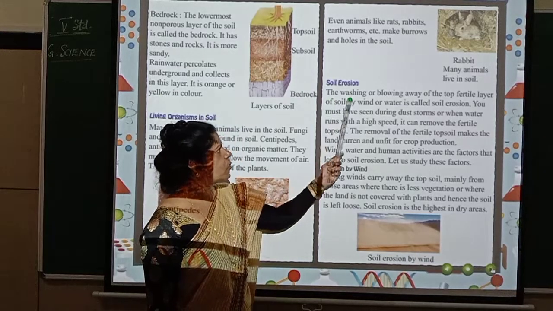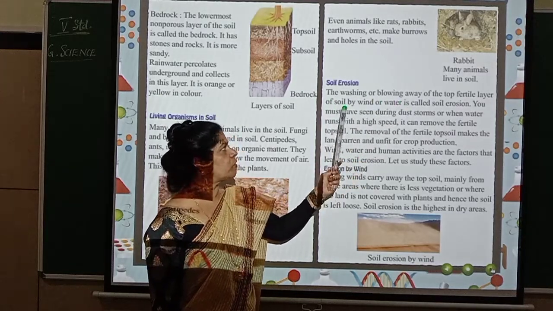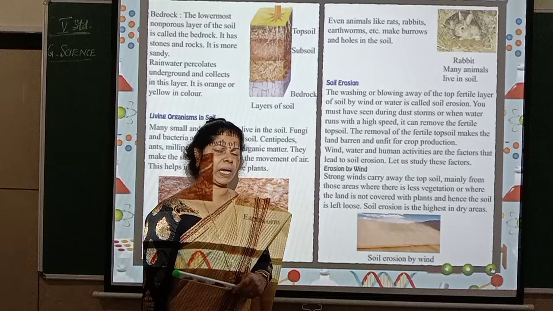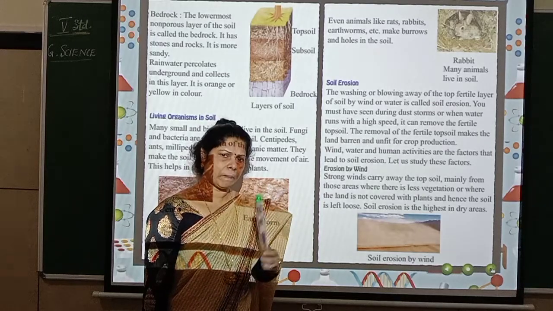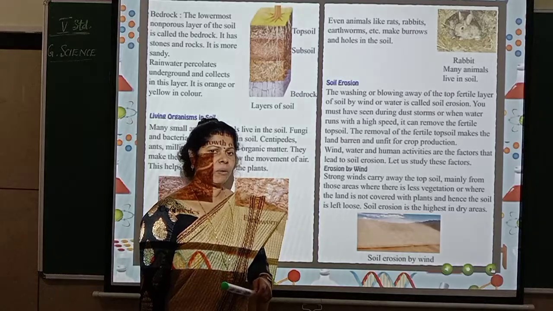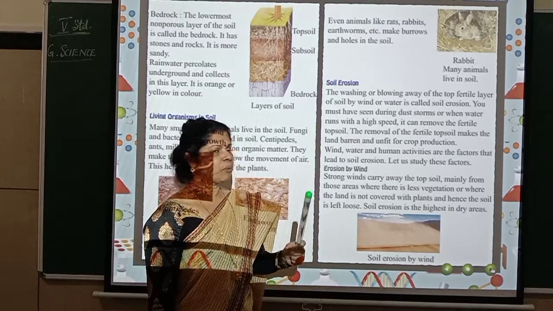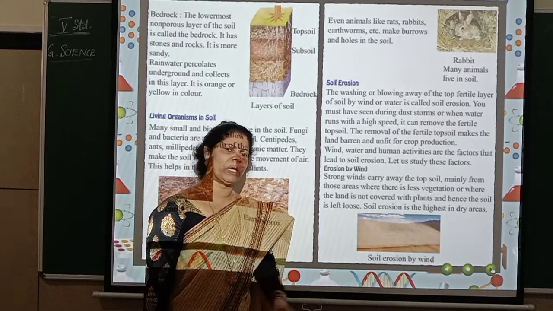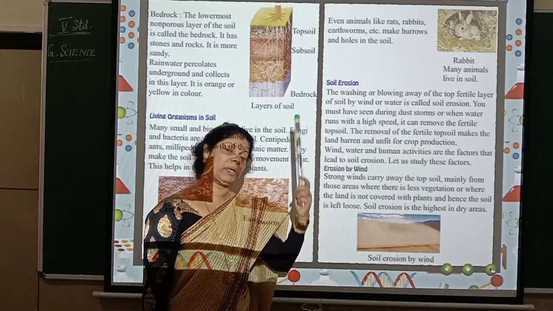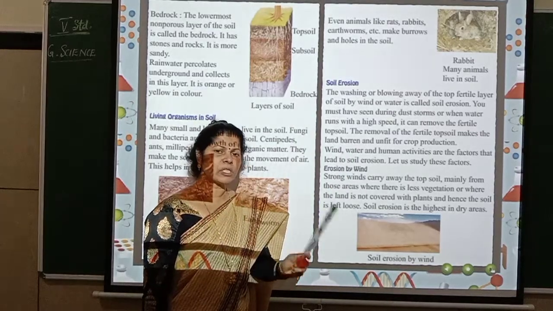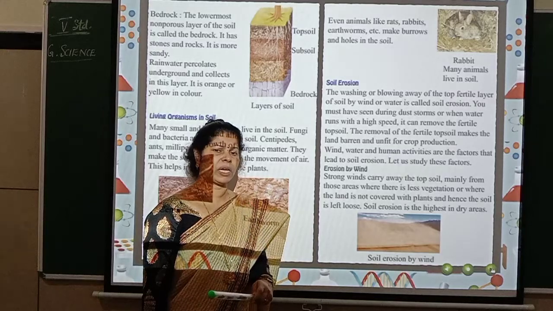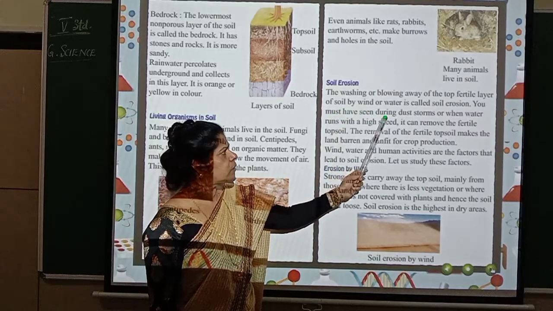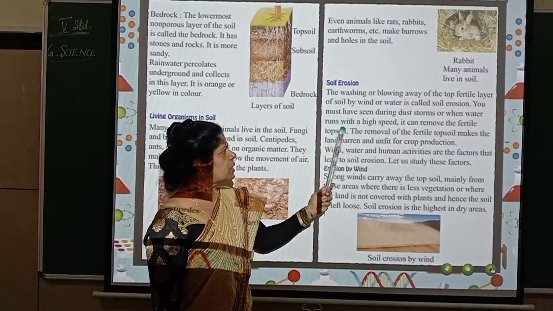Now let us see here. The washing or blowing away of the top fertile layer of soil by wind or water is called soil erosion. The topsoil is very much required for the growth of plants because it can hold water, minerals and everything, isn't it? Organic matter, everything is present. So what happens due to heavy wind or flowing water? This topsoil will be carried along and dumped somewhere. So what is this washing away of the topsoil? It's called soil erosion.